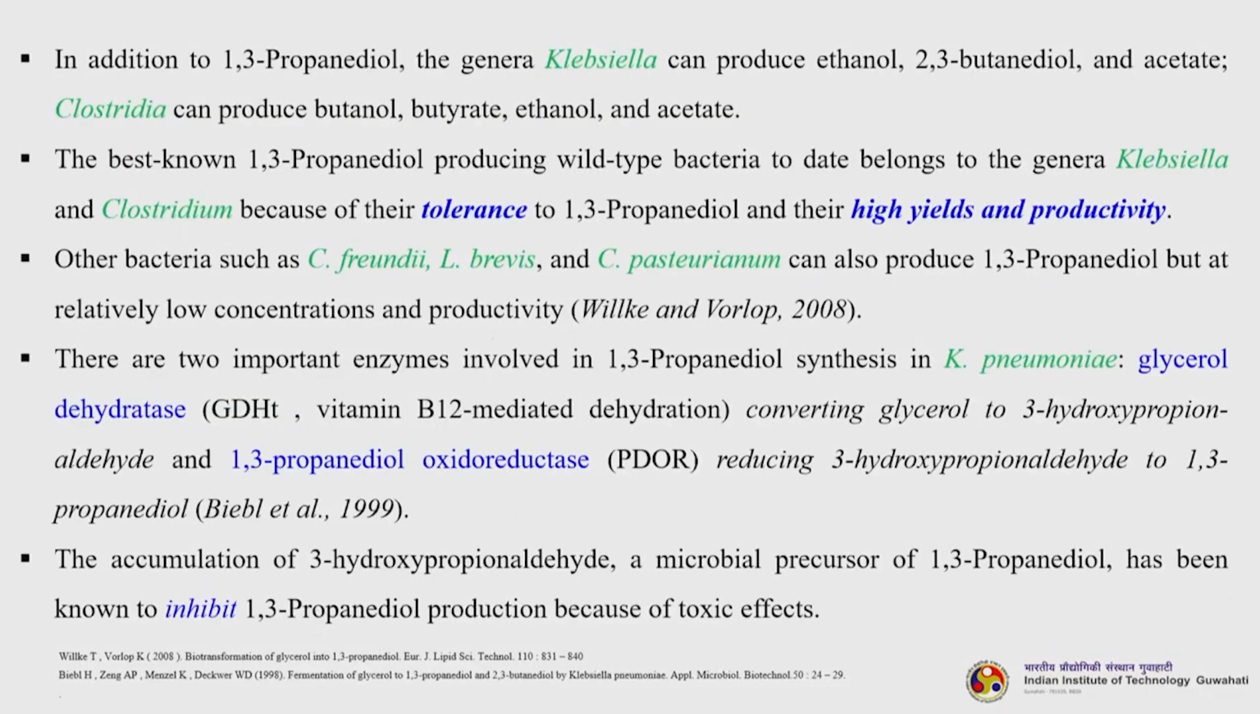So, in addition to 1,3-propanediol, the genus Klebsiella can produce ethanol, 2,3-butanediol and acetate, and Clostridia can produce butanol, butyrate, ethanol and acetate. Now, we just saw that from glycerol we can get so many different products, but what the products are depends upon the type of species that you are using. The best known wild type 1,3-propanediol producing bacteria belong to the genera Klebsiella and Clostridium, because of their high tolerance to 1,3-propanediol and their high yields and productivity.